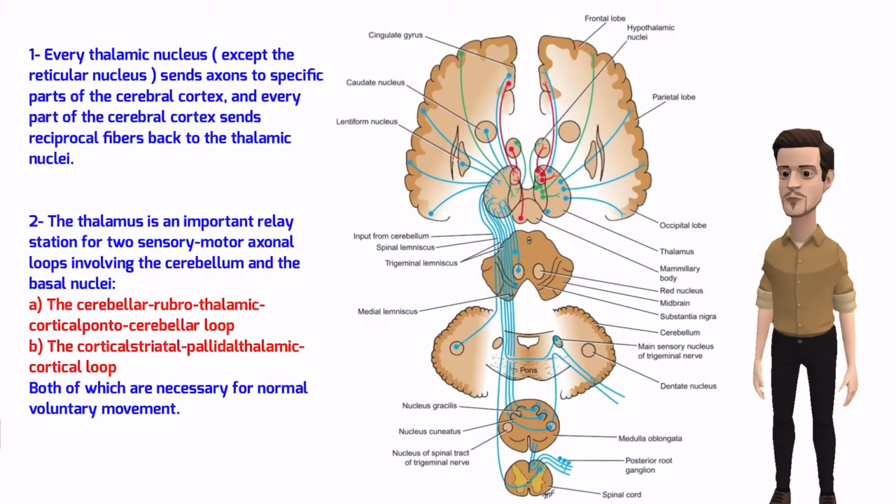The next thing is that the thalamus is an important relay station for two sensory motor axonal loops involving the cerebellum and the basal nuclei. The first loop is the cerebellar rubro-thalamic cortical pontocerebellar loop, and the next one is the corticostriatal pallidal thalamic cortical loop, both of which are necessary for normal voluntary movement.